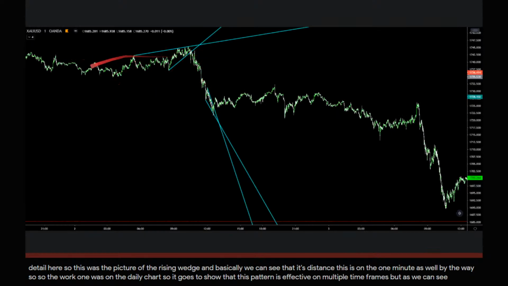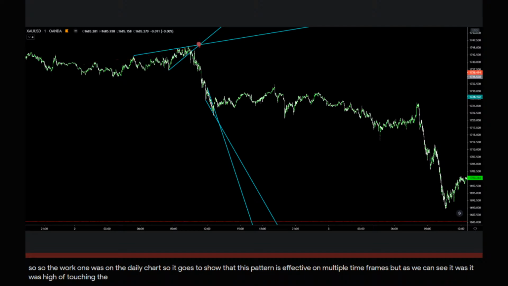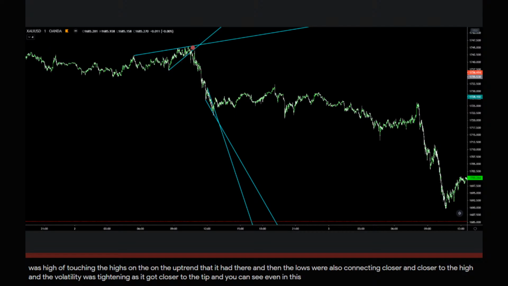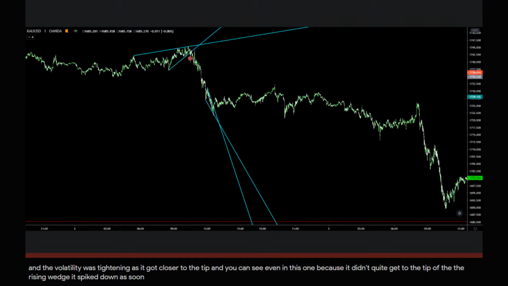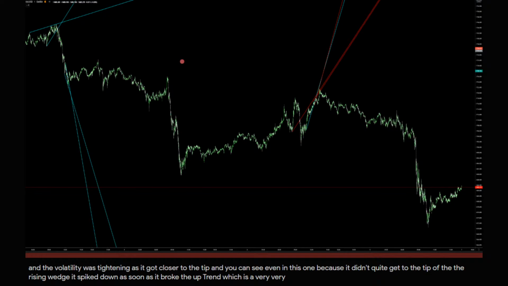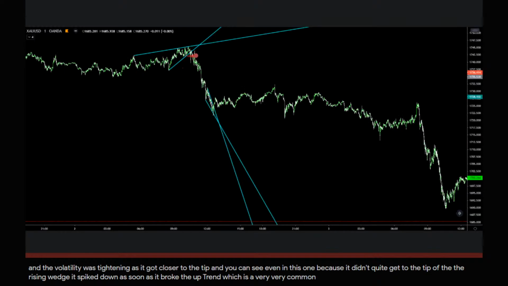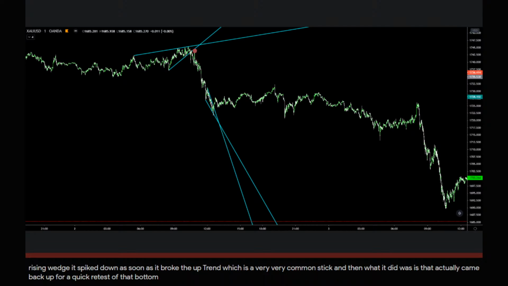But as we can see, it was touching the highs on the uptrend that it had there, and then the lows were also connecting closer and closer to the high, and the volatility was tightening as it got closer to the tip. And you can see even in this one, because it didn't quite get to the tip of the rising wedge, it spiked down as soon as it broke the uptrend, which is a very common characteristic. And then what it did was it actually came back up for a quick retest of that bottom line. Now this is the retest I was mentioning a moment ago. And then generally after that retest, you get a continuation.